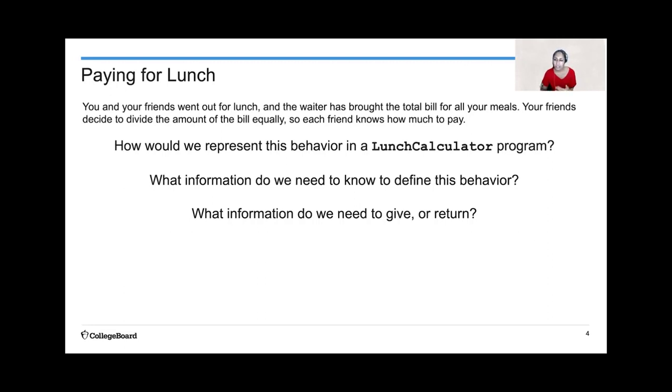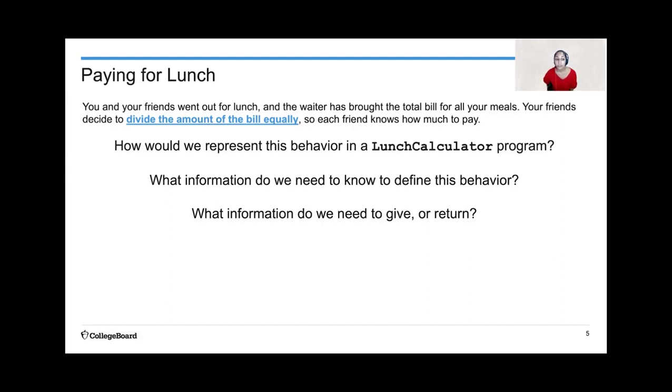So we've got to take a step back and look at, okay, what information do we need to represent? What behaviors do we need to represent in this lunch calculator program that we're making? And then what information do we need to know to define that behavior, as well as what information do we need to give or return as a result of conducting that behavior or doing that method? We know that we need to divide the amount of the bill equally. Okay, that is our ultimate goal. That is the behavior that we need to achieve.